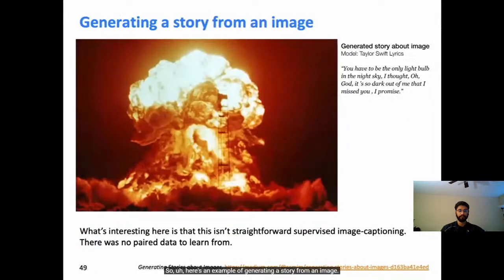So here's an example of generating a story from an image. And what's interesting here is that we have this image, which appears to be an explosion. And then here you have a story about the image, but written in the style of Taylor Swift lyrics. So it says, "You have to be the only light bulb in the night sky. I thought, oh God, it's so dark out of me that I missed you, I promise." And what's interesting here is there wasn't any straightforward supervised image captioning data set of explosions and Taylor Swift lyrics. They kind of learned this separately.